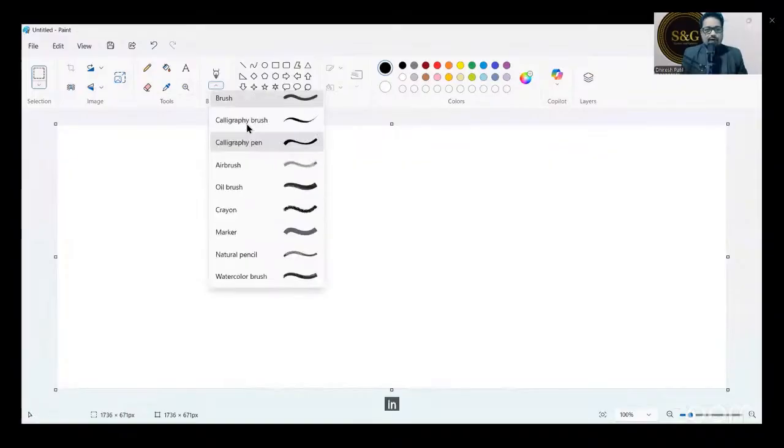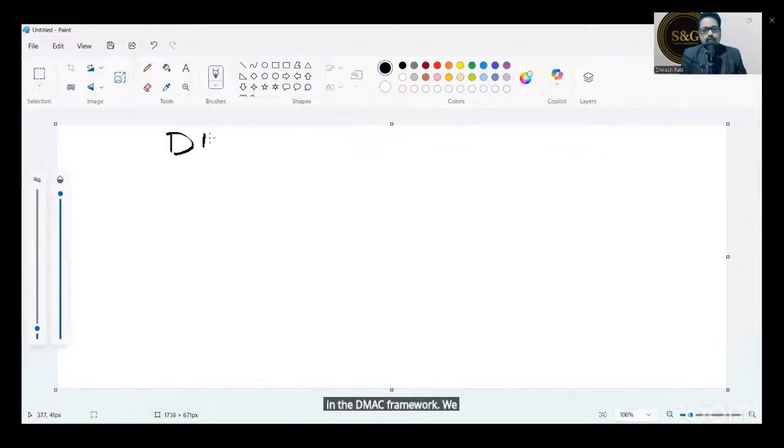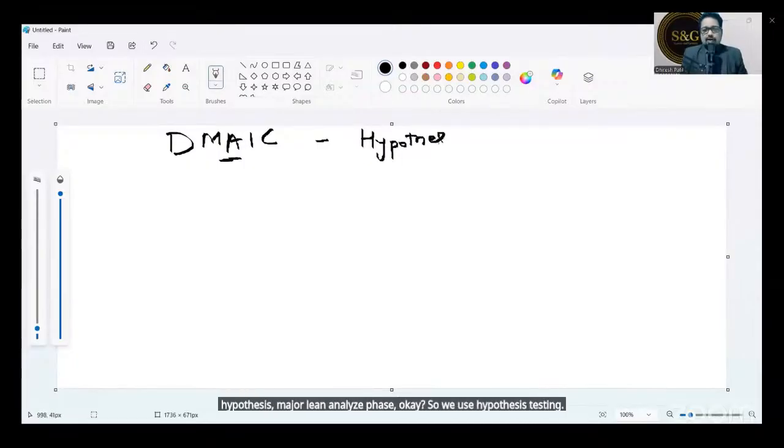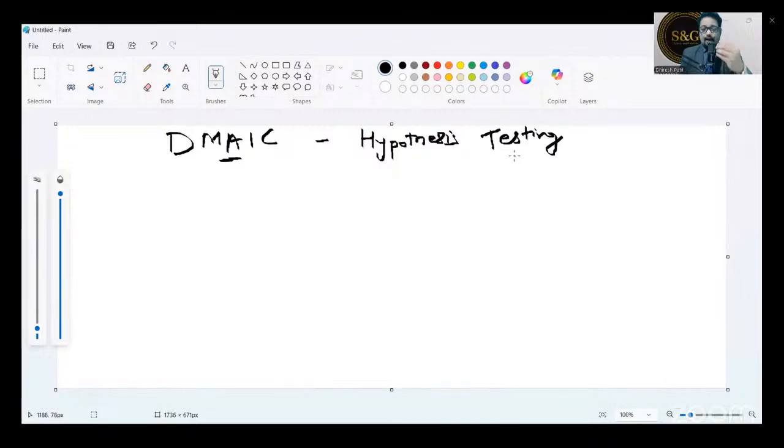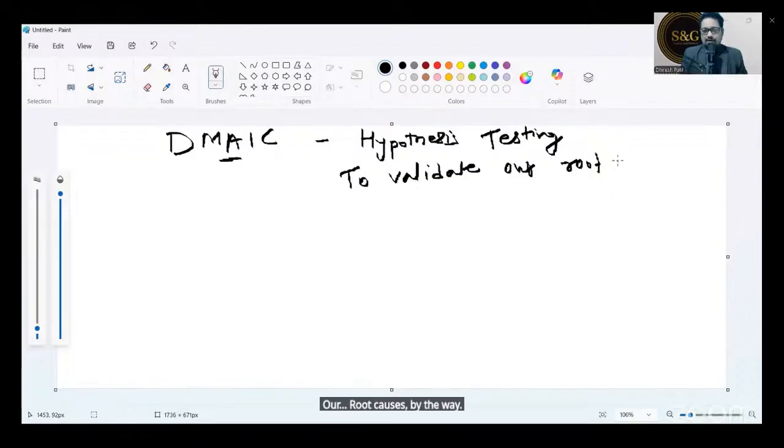In the DMAIC framework, we use hypothesis majorly in analyze phase. So when do we use hypothesis testing? To validate our causes. To validate our root causes, by the way. Let's be very specific. Root causes.